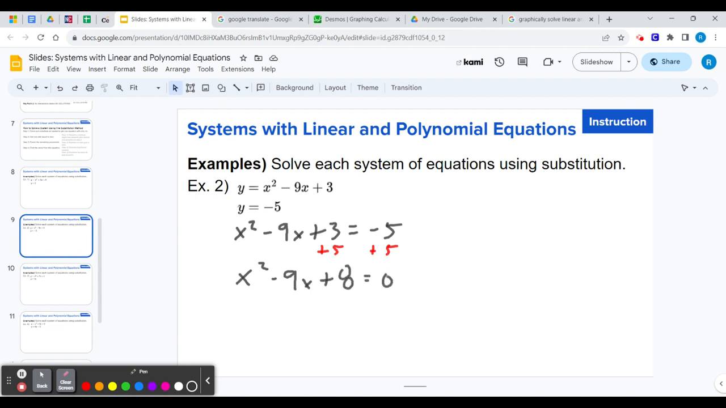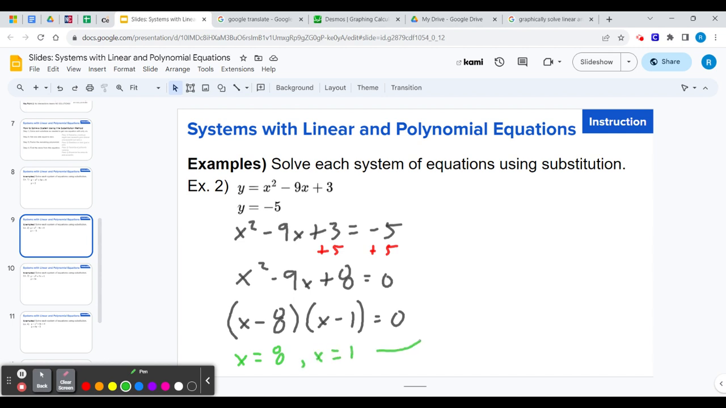And if we want to factor that out, our two factors would be x minus 8 and x minus 1. And that easily helps us find those zeros there. So we get x equals 8 and x equals 1.